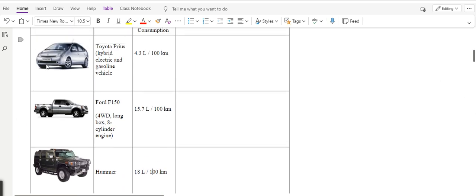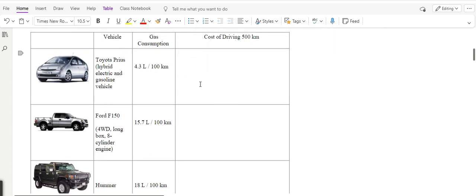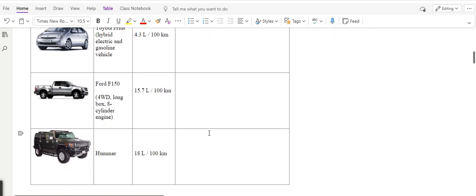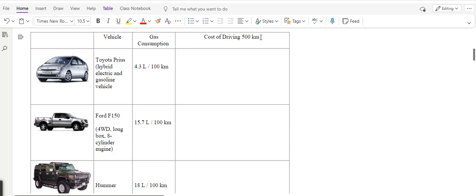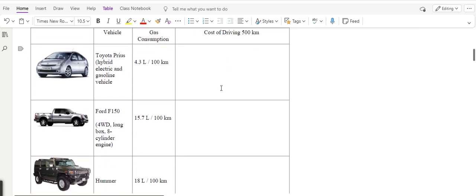Typically, again, the smaller the vehicle, the lower the fuel consumption. The larger the vehicle, the larger the fuel consumption. And again, you get vehicles for different reasons, and I leave those reasons up to you. And so we're going to compare the cost of these, and see how far we can go, 500 kilometers.